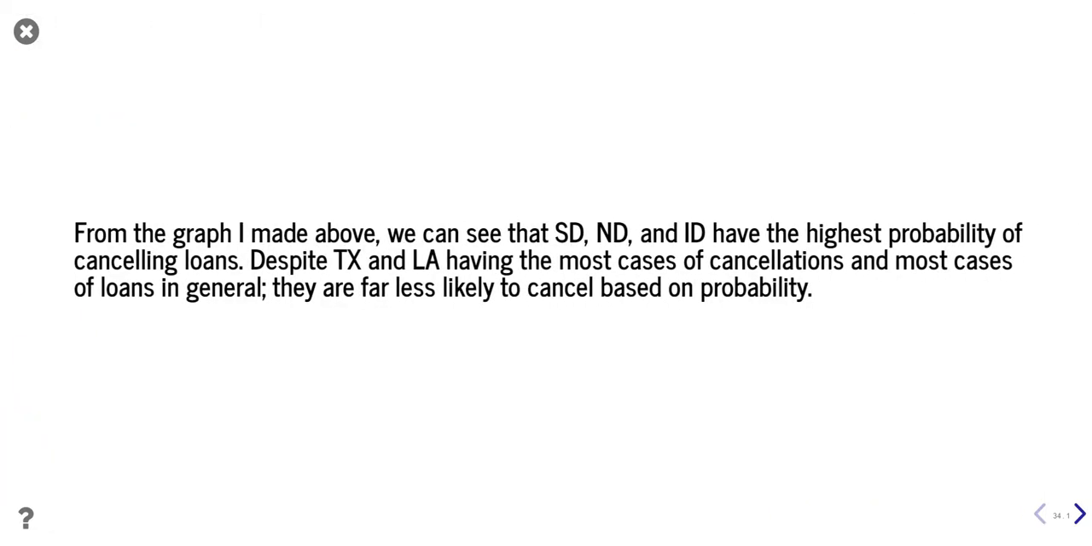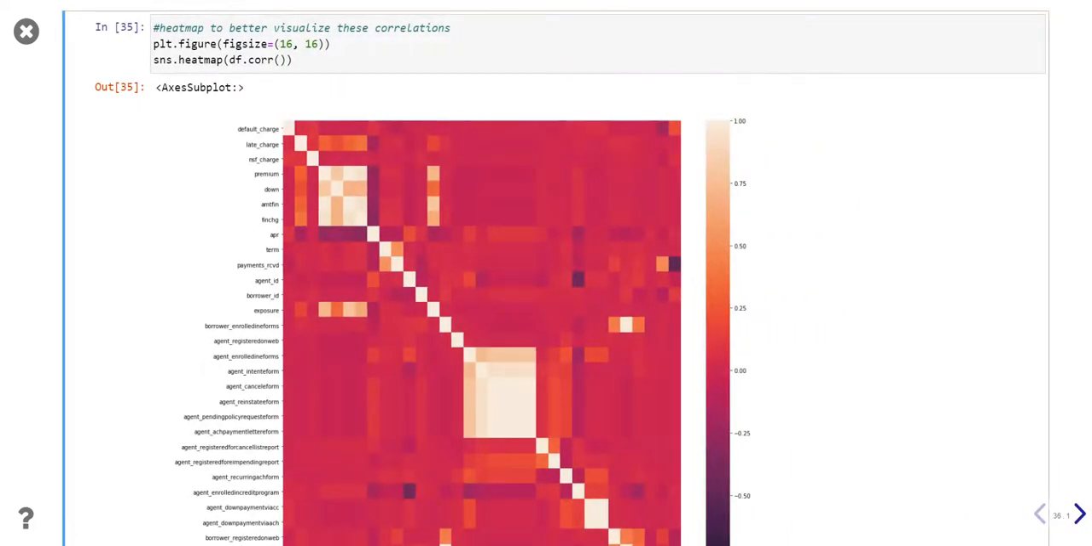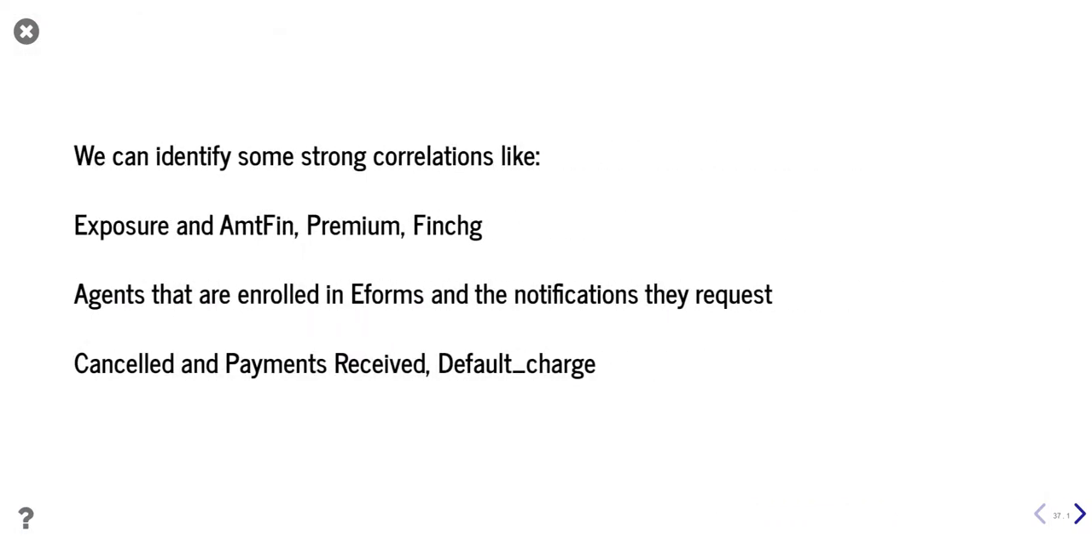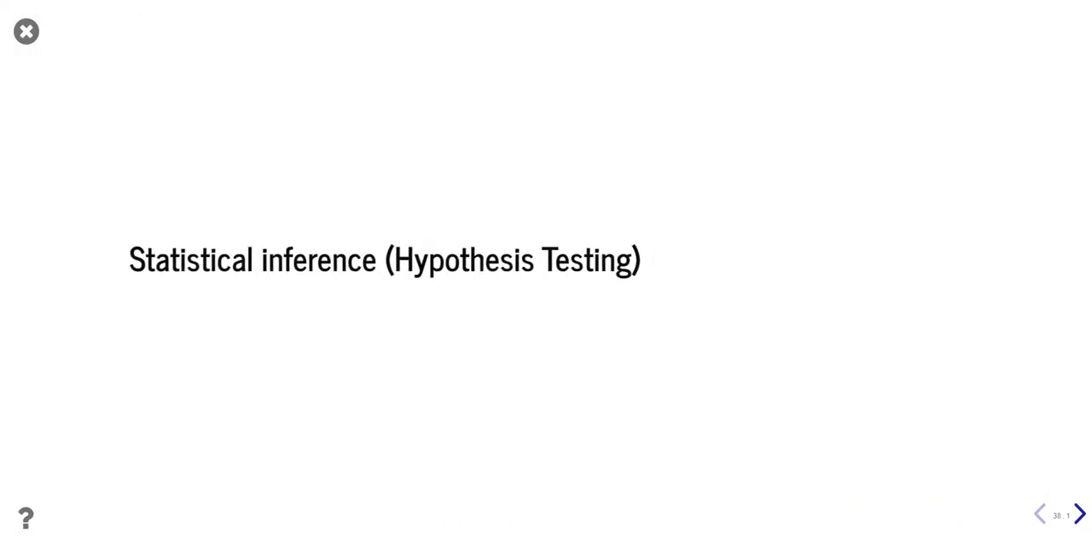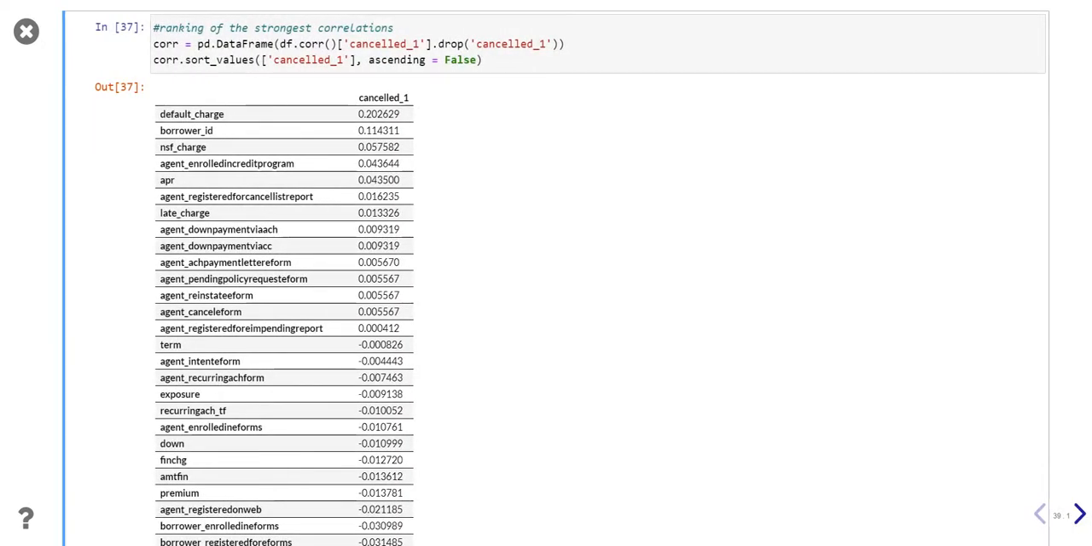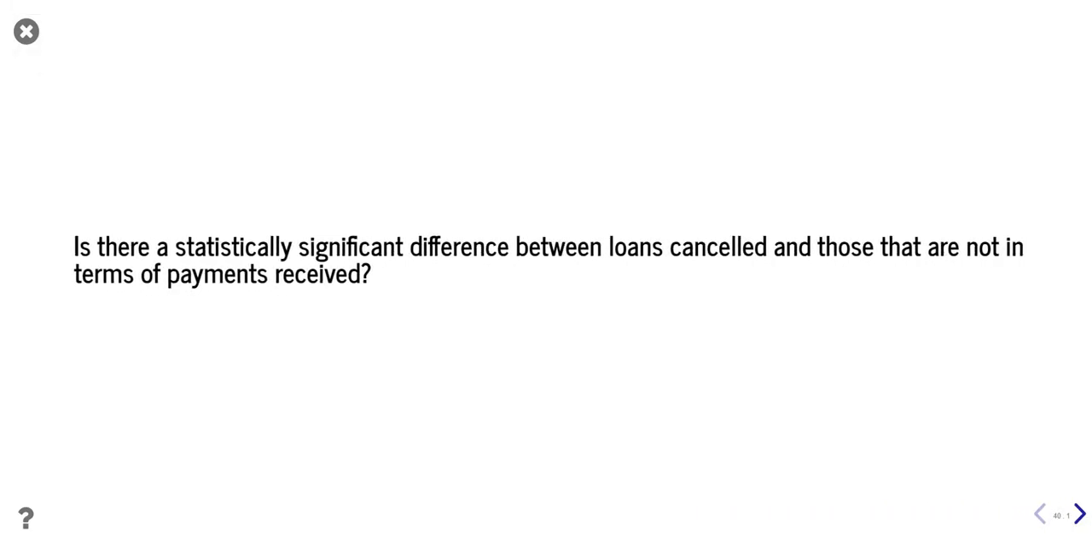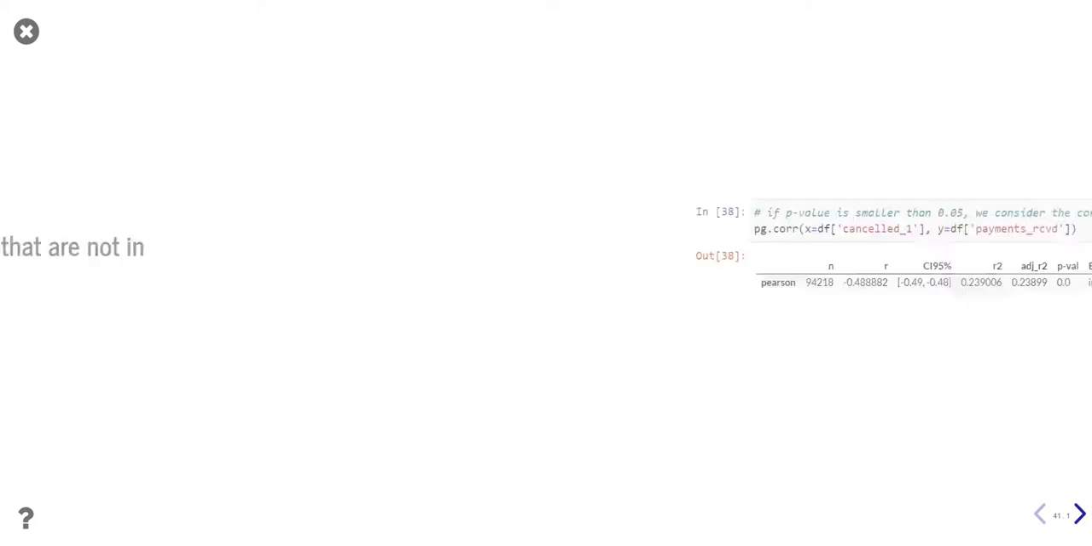So we want to look at some more correlation and exploratory data analysis. We got a heat map here that helped me make a lot of connections within the data and identify some strong correlations. And then we head over to some hypothesis testing where, once again, we looked at correlations to identify certain variables and then come up with questions like, is there a statistically significant difference between loans canceled and those that are not in terms of payments received?